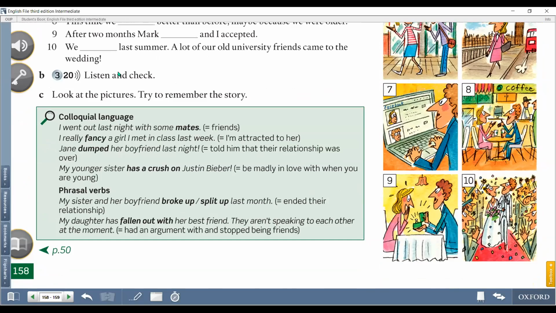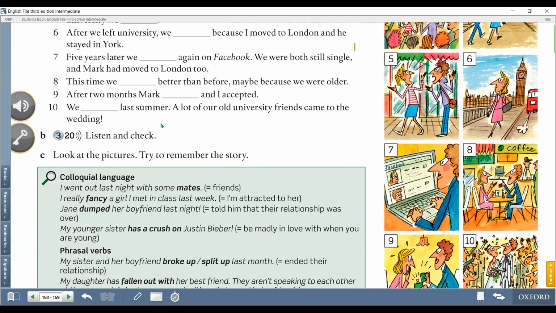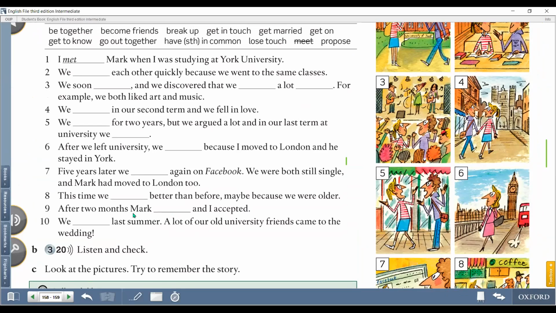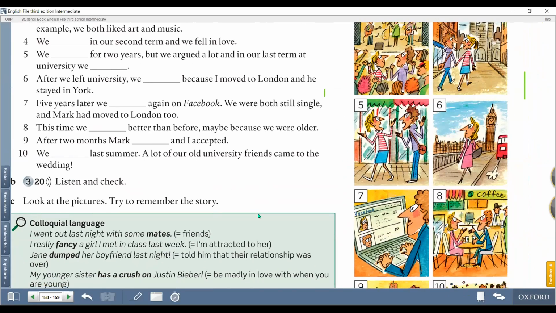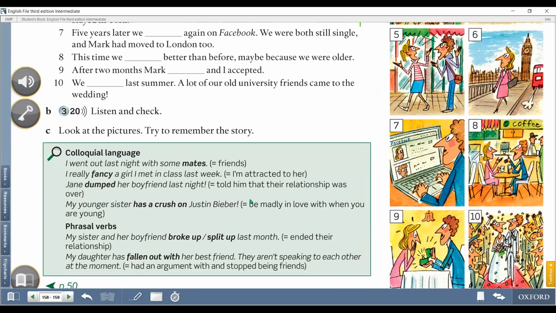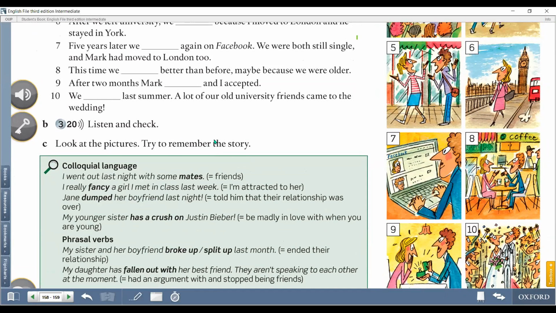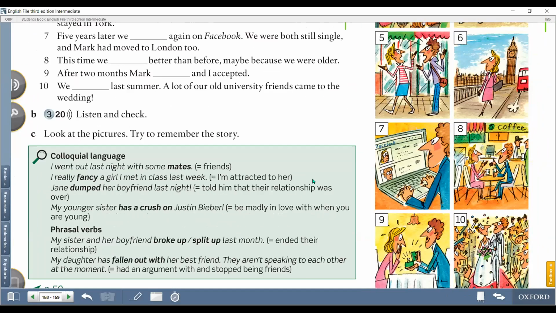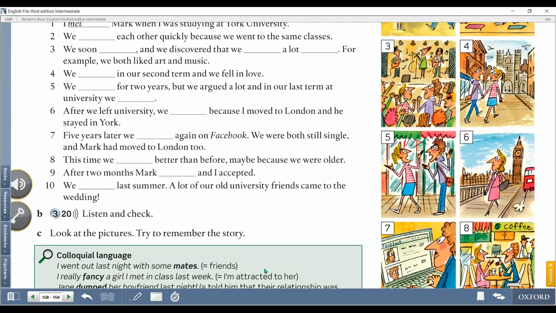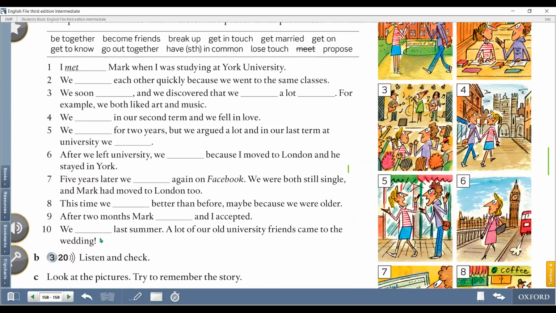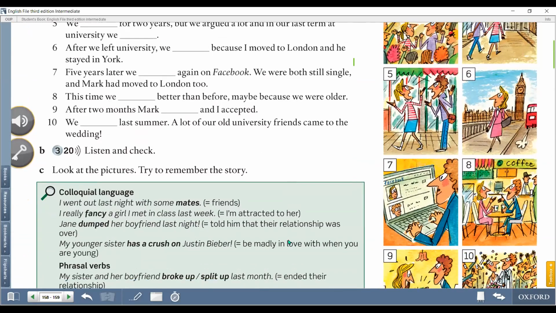Oh, this is easy. After 2 months, Mark proposed, and I accepted. Proposed. When you say proposed, it is always to the marriage. The proposal is the one of the marriage. We got married last summer, and a lot of our old university friends came to the wedding. Yes, very good.